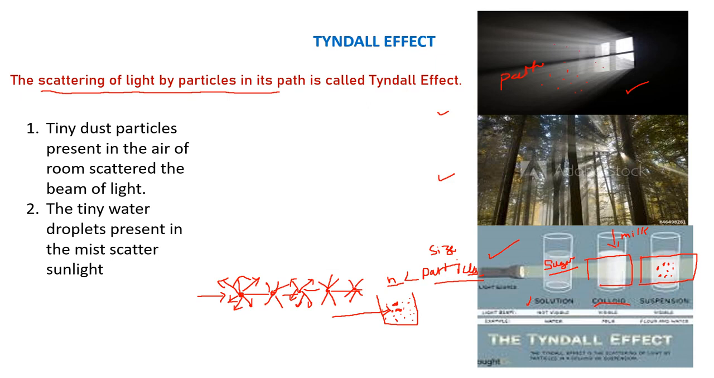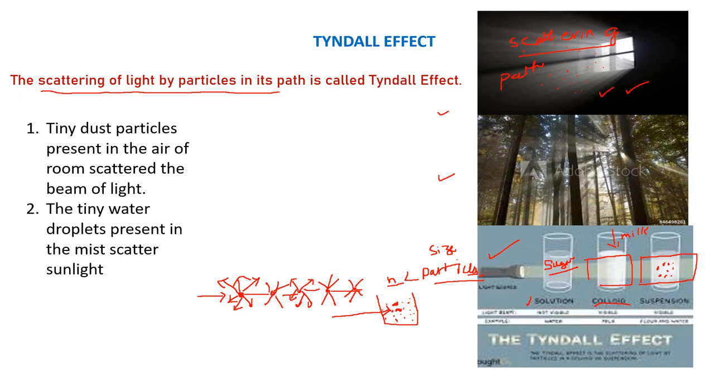There are different gases and dust particles over here which scatter the light, and due to the scattering of light, very important, scattering is the phenomenon which is taking place. So due to the scattering of light, we are able to see the path of light. Very important point, right? And this is nothing but the Tyndall effect.